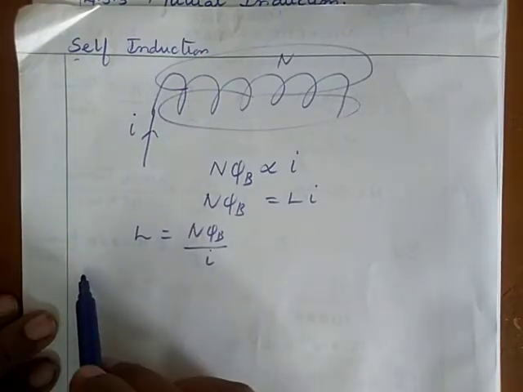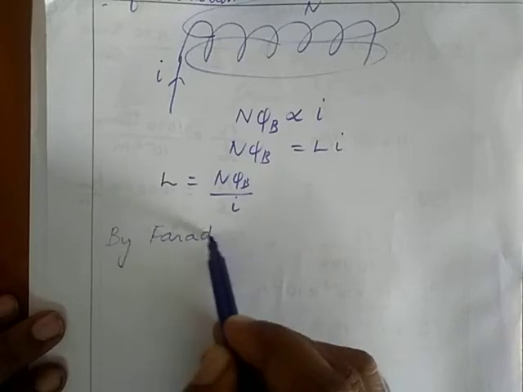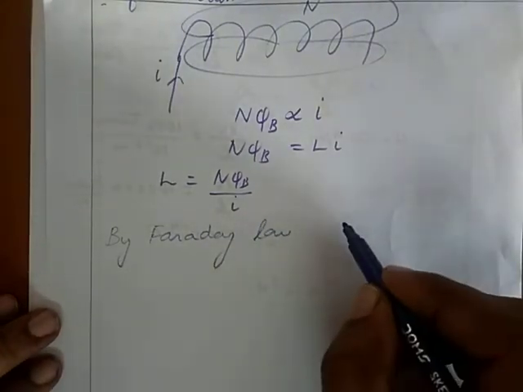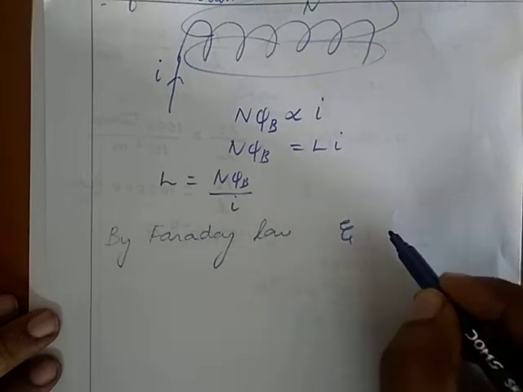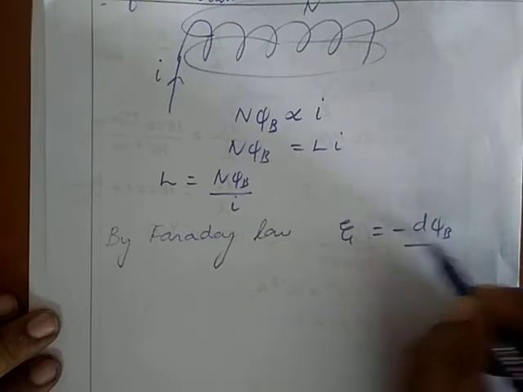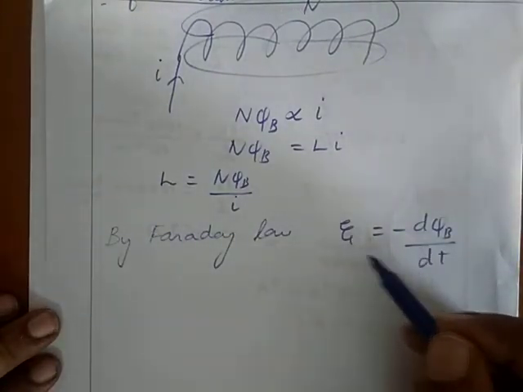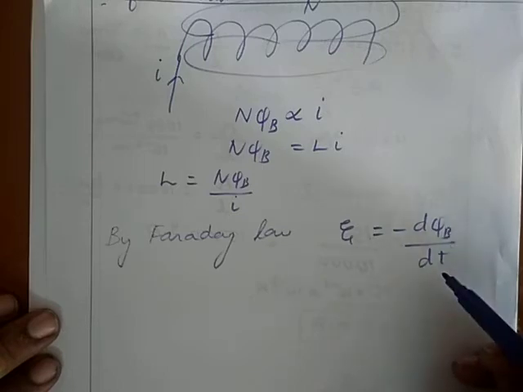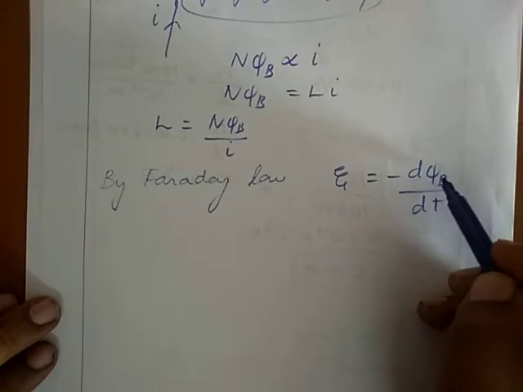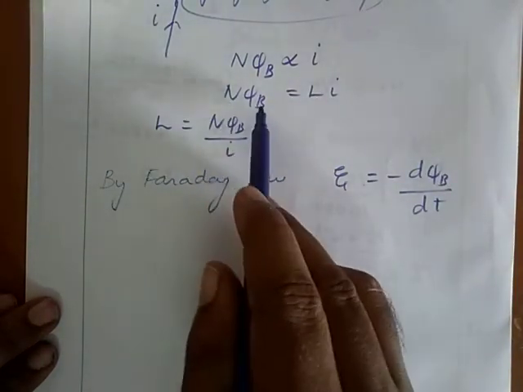By Faraday's law, we know EMF is equal to minus d phi B by dt. This is Faraday's law. The EMF is induced by changing the magnetic flux linked with the coil. Here phi B is the total flux linkage, and the total flux linkage is written as N phi B.